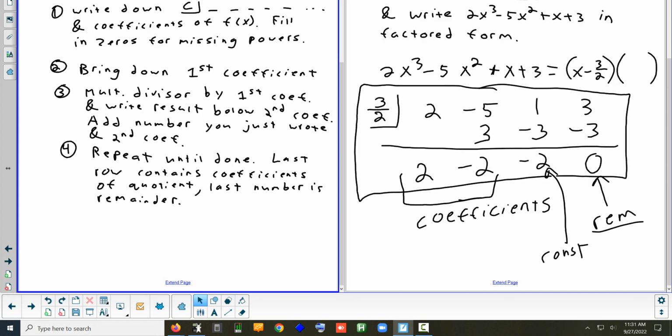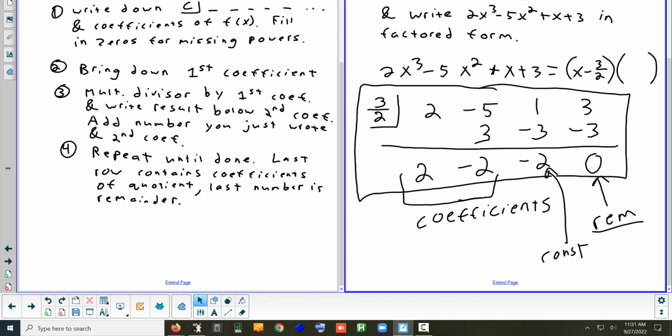So in this case, my quotient is 2x squared minus 2x minus 2. I don't know if I can fit that here. This way: 2x squared minus 2x minus 2. That's how I would factor the original polynomial: x minus 3 halves times that. And notice the exponent in my quotient. It's now only a quadratic.